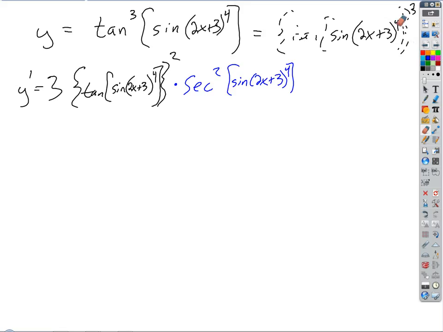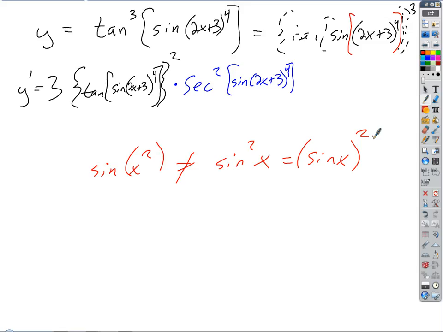The implied parentheses are right there. If I've got the sine of x squared, that's not the same thing as sine squared x. Sine x squared implies the square is inside. Sine squared x implies sine x, quantity squared. See the difference? So write the implied parentheses in.